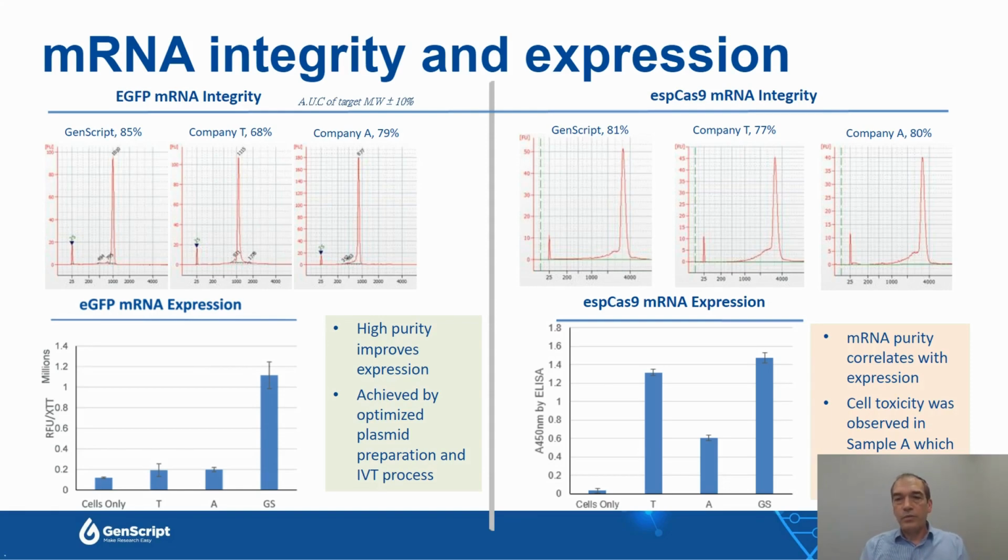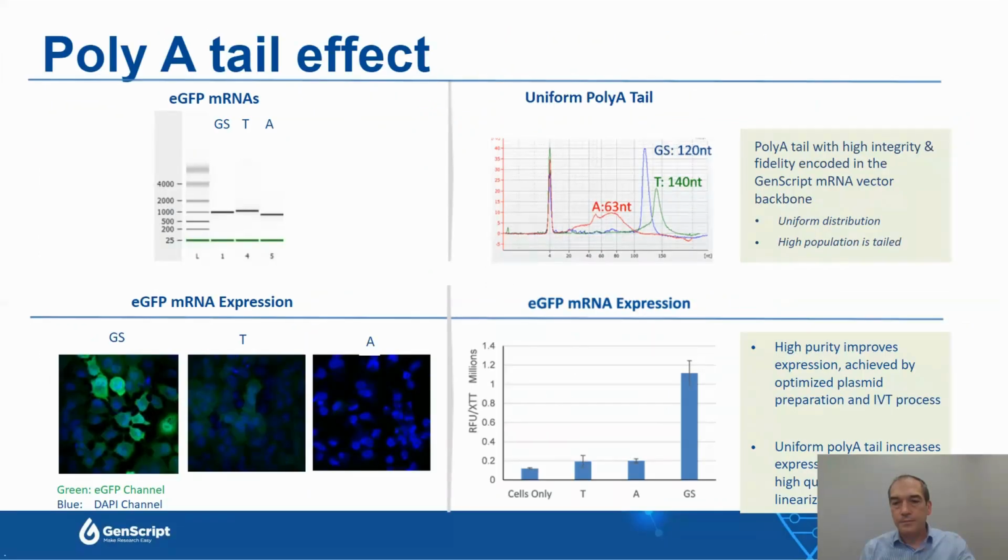mRNA integrity is very important for expression. Here we show an example of EGFP mRNA and ESP-Cas9 mRNA produced by us and some of the leading competitors on the market. And as you can see, we compare very favorably to these competitors. And that shows also in the translation efficiency. You can see on the bottom charts here, our mRNA produced by GenScript showed on the left side for the EGFP significantly higher expression levels, and for ESP-Cas9 also higher expression level compared to some of the other alternatives on the market.